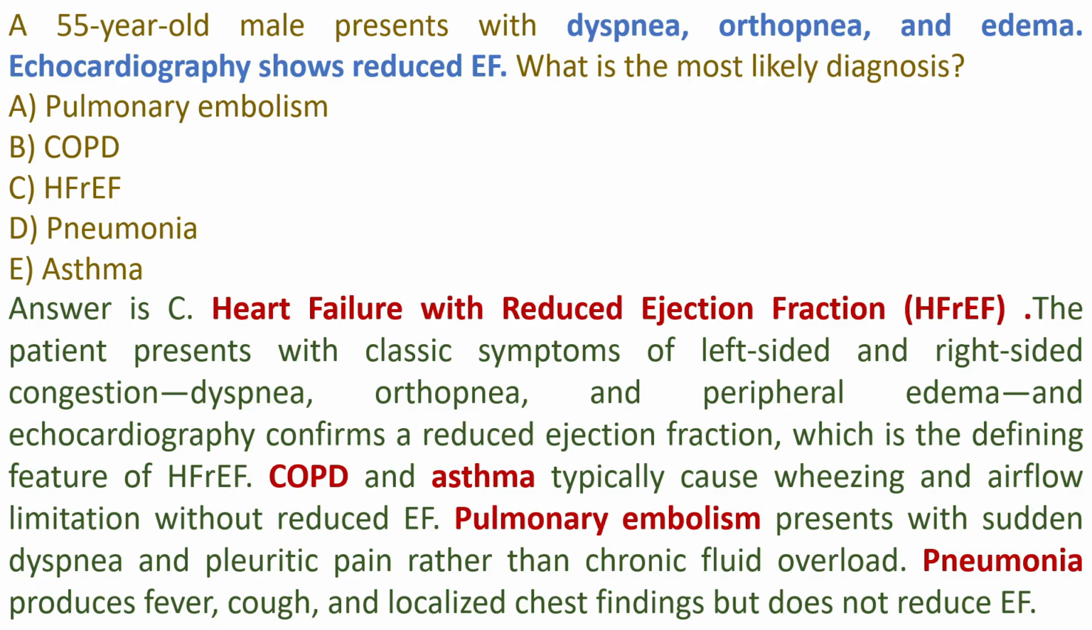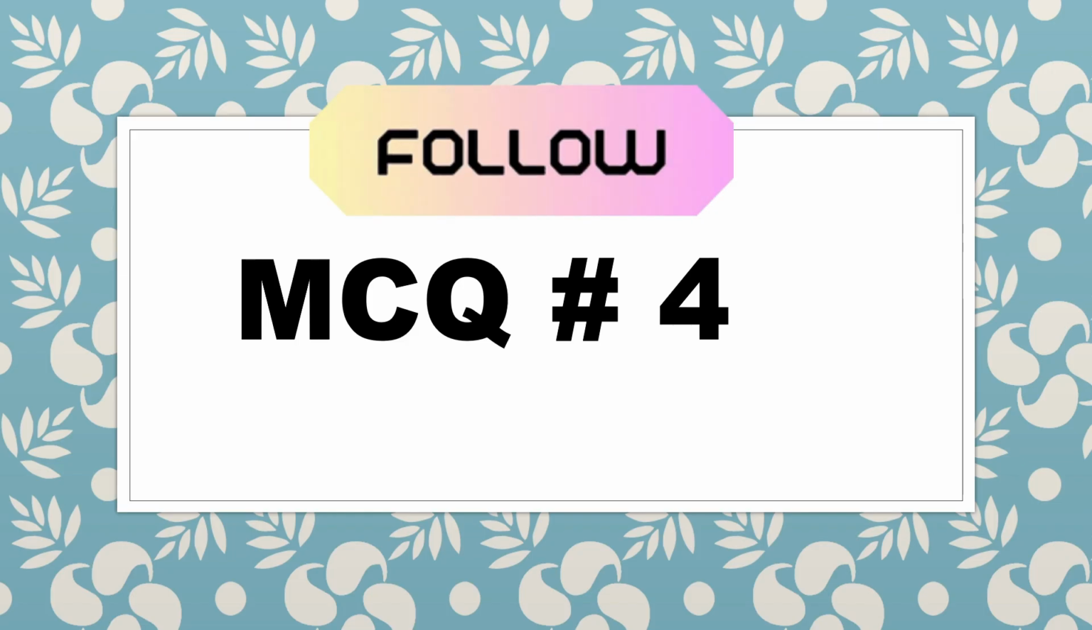The patient presents with classic symptoms of left-sided and right-sided congestion: dyspnea, orthopnea, and peripheral edema. And echocardiography confirms a reduced ejection fraction, which is the defining feature of HFrEF. COPD and asthma typically cause wheezing and airflow limitation without reduced EF. Pulmonary embolism presents with sudden dyspnea and pleuritic pain rather than chronic fluid overload. Pneumonia produces fever, cough, and localized chest findings, but does not reduce EF. Multiple choice question number 4.